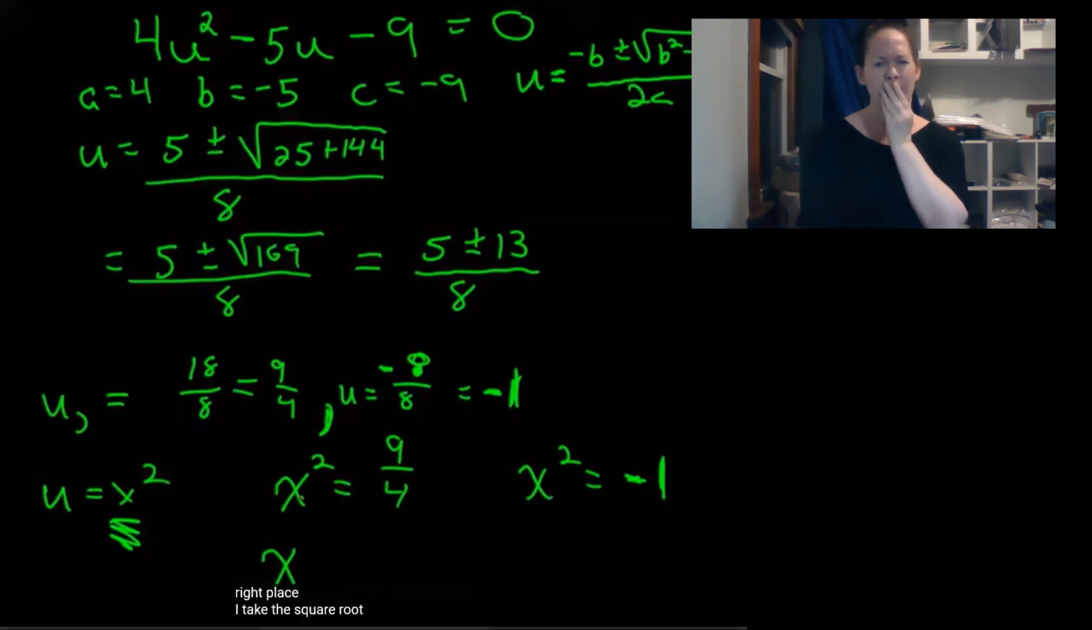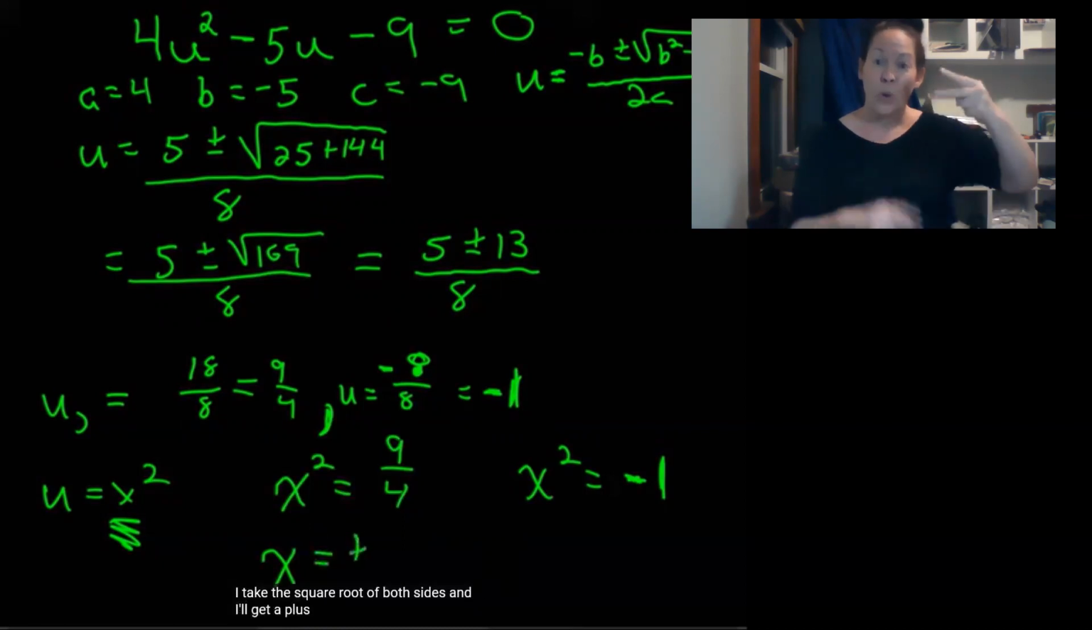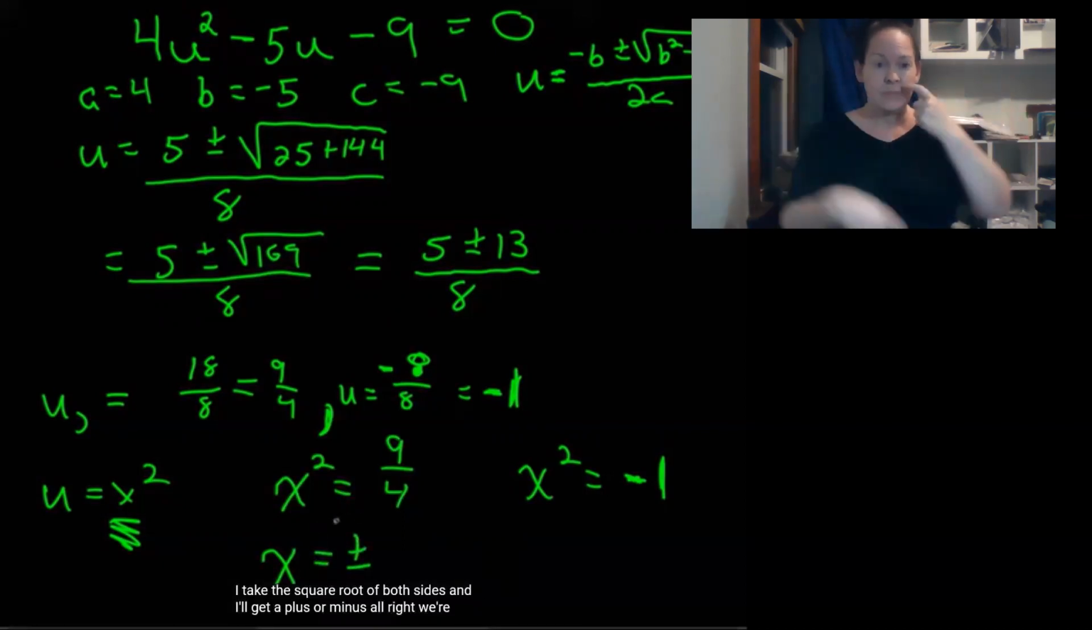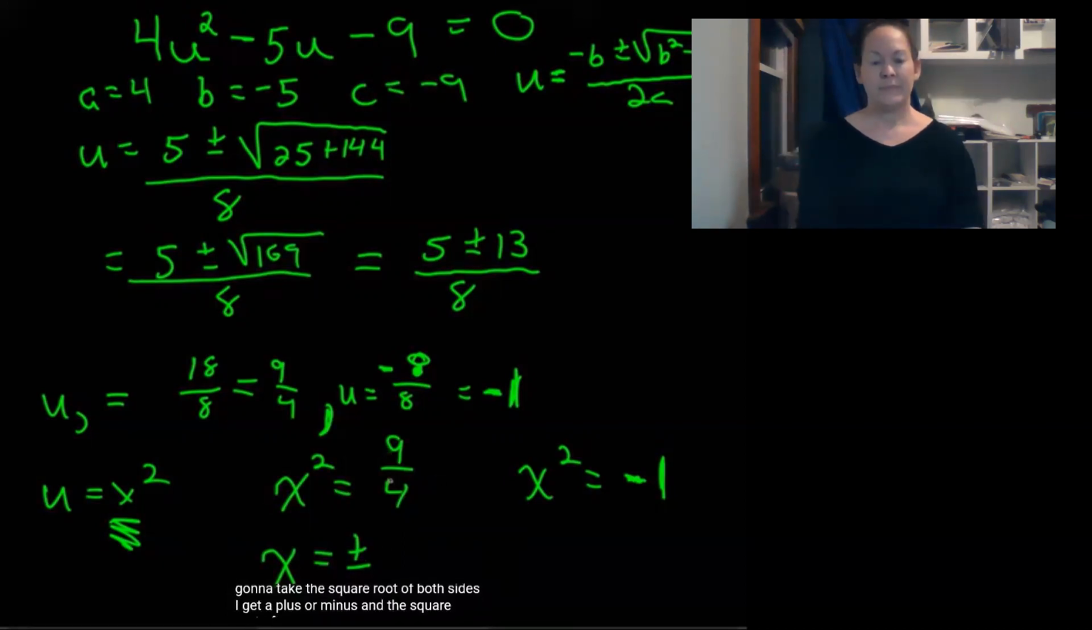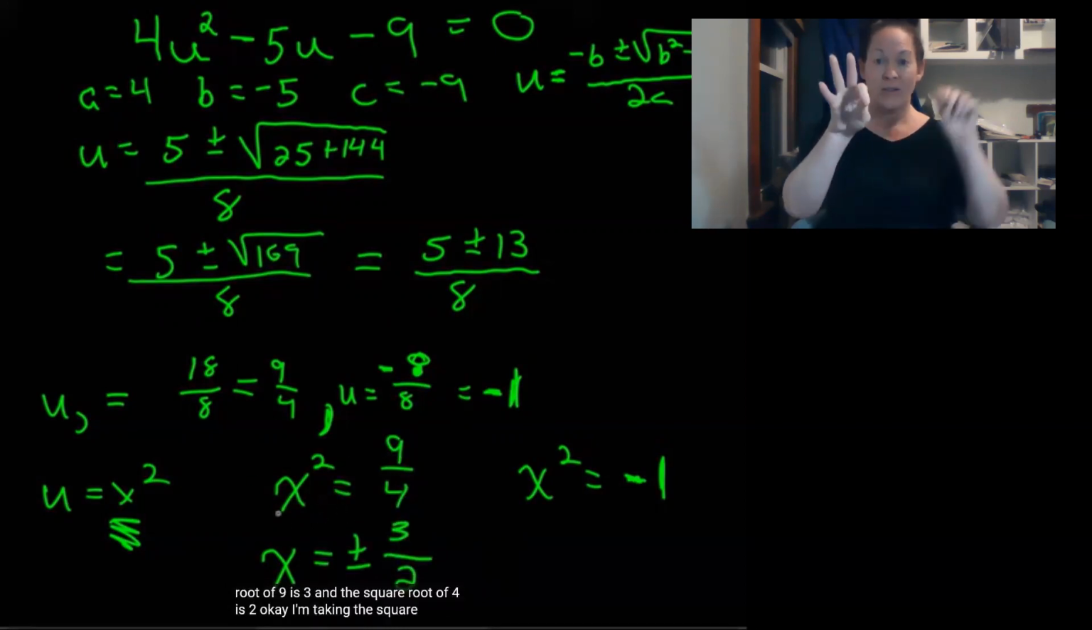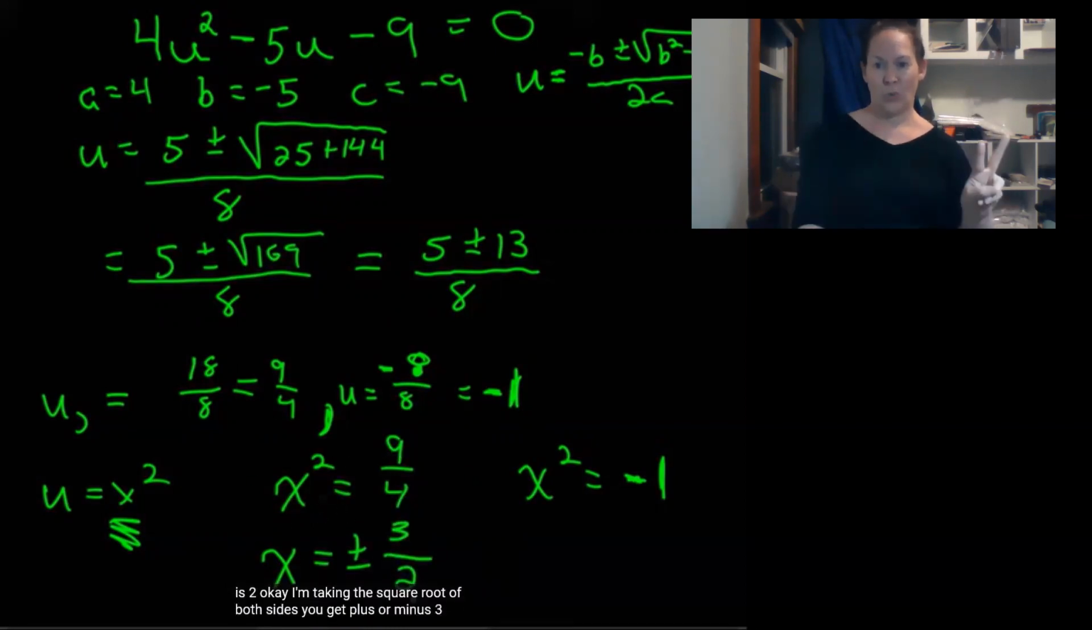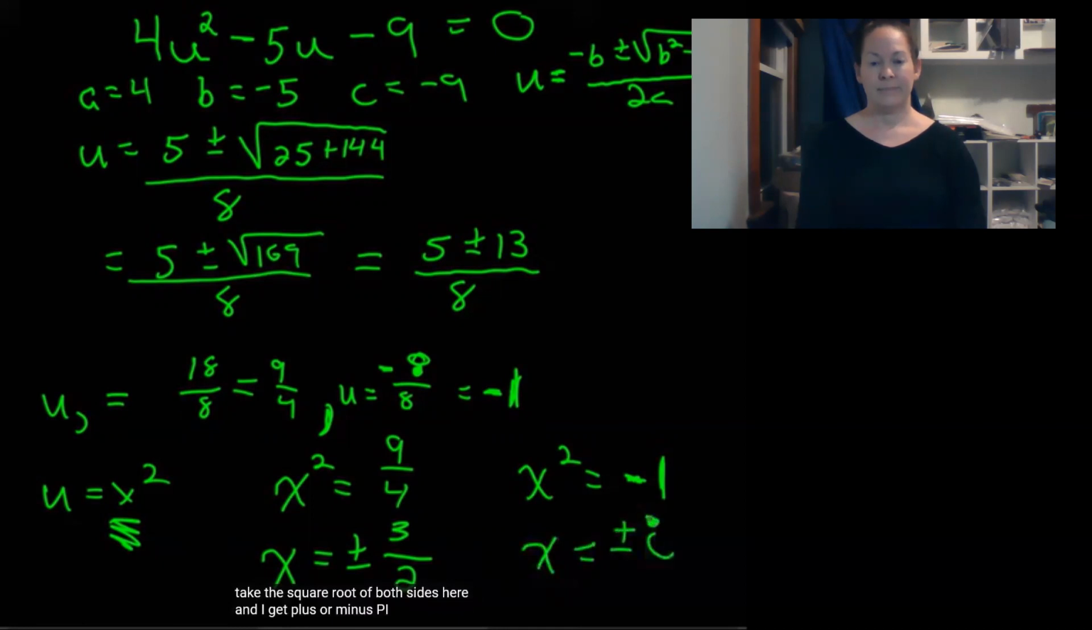I take the square root of both sides and I'll get a plus or minus, right? When I take the square root of both sides, I get a plus or minus, and the square root of 9 is 3, and the square root of 4 is 2. Right? I'm taking the square root of both sides, I get plus or minus 3/2. Take the square root of both sides here, and I get plus or minus i.